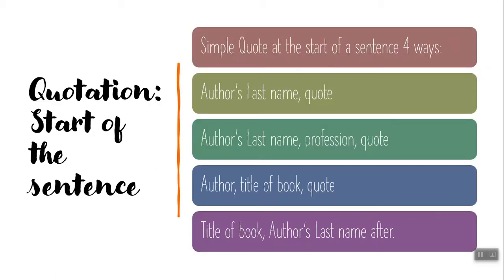So, doing a quotation at the start of a sentence. For a simple quote, you can do it four ways at the start of the sentence. Author's last name and then the quote. Author's last name, his or her profession, then the quote. Author, the title of the book, and the quote. Then the title of the book and the author's last name after.